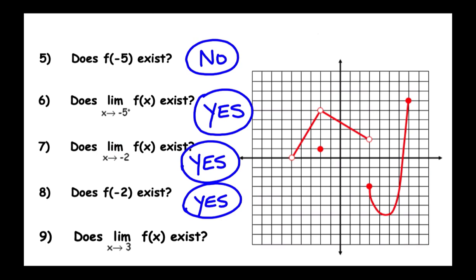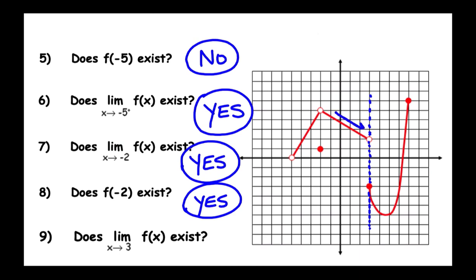Finally, does the limit as x approaches 3 of f of x exist? So we want to take our action to positive 3. Again, this is not an asymptote, this is just training wheels for myself. Along this line, is there a limit? No, we got some major jump discontinuity.